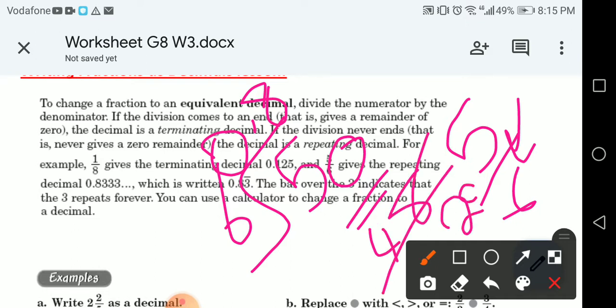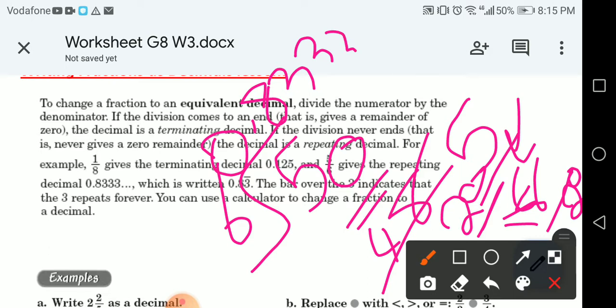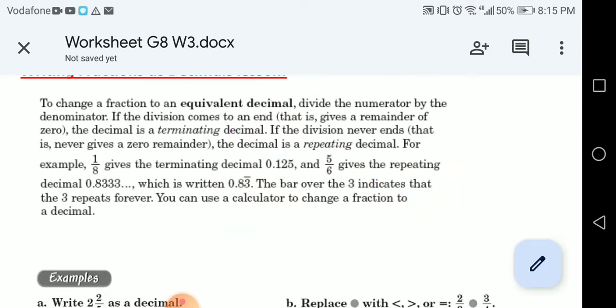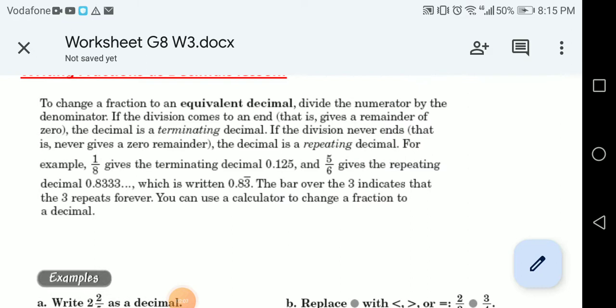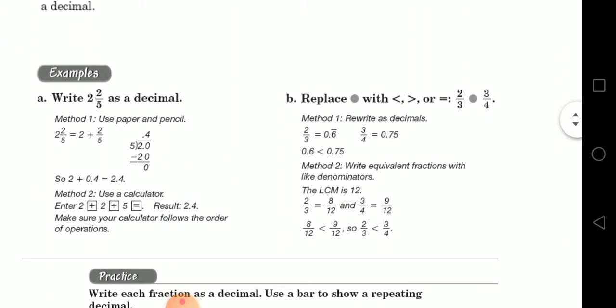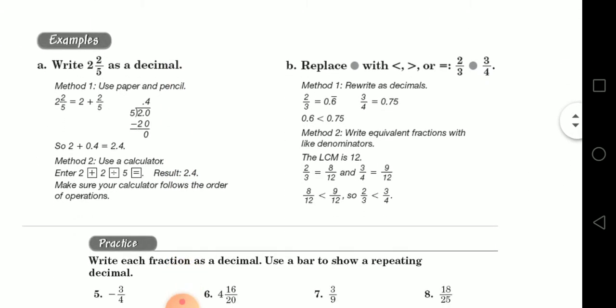2 divided by 6 can't be. 20 divided by 6 gives me what? The nearest is 3, then 18. I got here again 2, then add the 0. 20 divided by 6 gives me 3, and so on. 3, 3, 3, unlimited 3, repeated 3 forever. So instead of writing all of those 3s, what should I write? I will write just one 3, and above I will write a bar. This is called a repeated decimal.